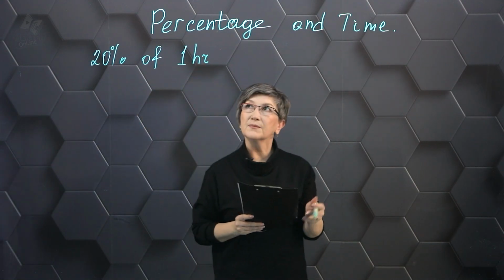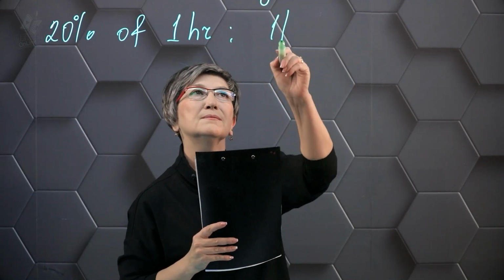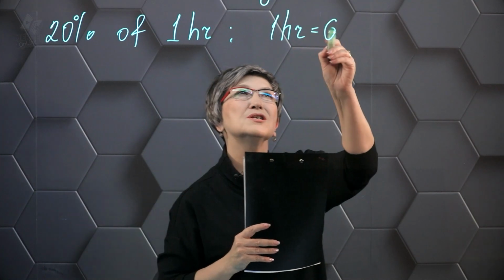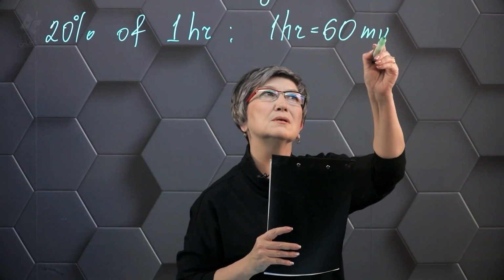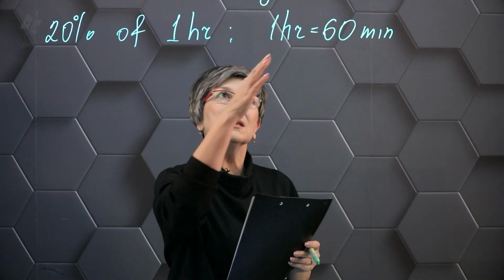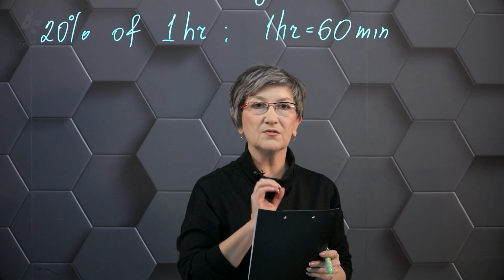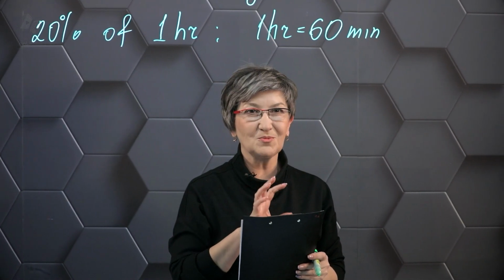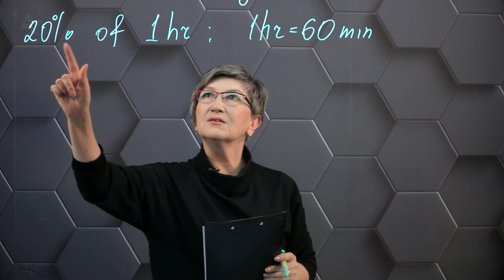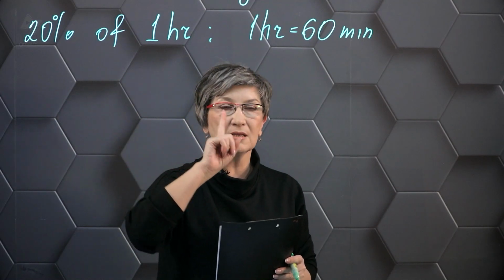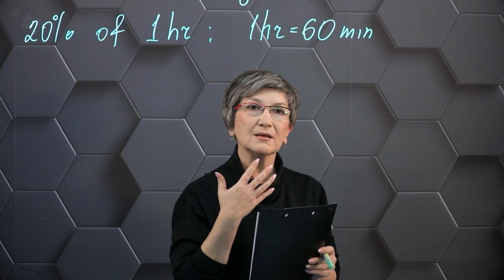How do we do that? It's not a difficult task. The only thing to remember is that in 1 hour we have 60 minutes. So that's the translation we're going to use in our problem, so we won't make any mistakes. So, 20% of 1 hour. How much time is that? How many minutes is that?